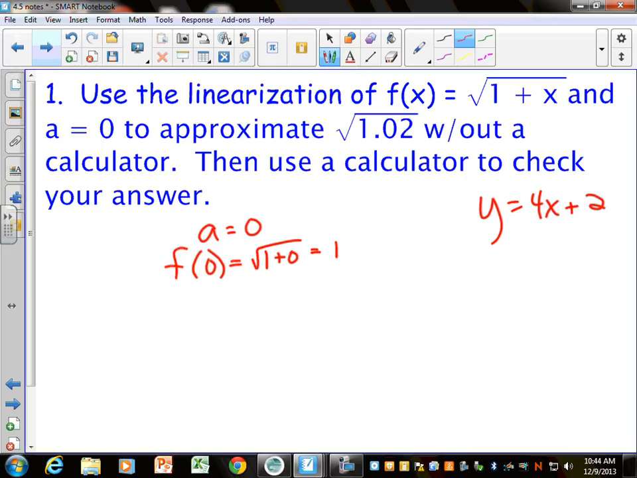If I'm writing a tangent line, I have a point. What else do I need? A slope. So I need f prime of 0, which means this is where you got to do some calculus. Let's go up here. Here was f of x. Can we find the derivative and then plug 0 in? You can't plug 0 in and then find the derivative. That doesn't work. Find the derivative and then plug 0 in. So maybe I should go back here and say let's find f prime of x, which would be 1 plus x to the 1/2 power.